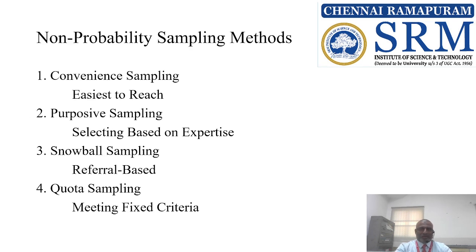Next one is non-probability sampling methods. Here we have convenience sampling, purposive sampling, snowball sampling and quota sampling. So as we discussed, where we have a finite number of samples, we use probability sampling. Where we have an infinite number of population or the entire population number we don't know, then we go for non-probability sampling methods. In non-probability sampling methods, we have convenience sampling, purposive sampling, snowball sampling, quota sampling.